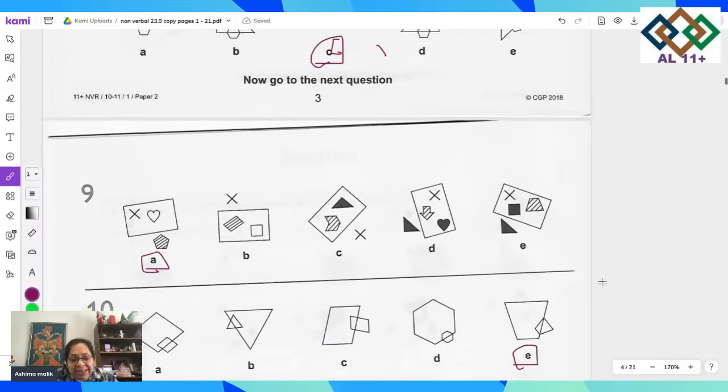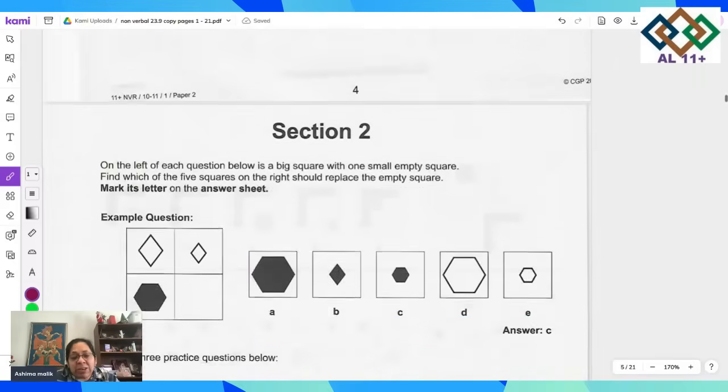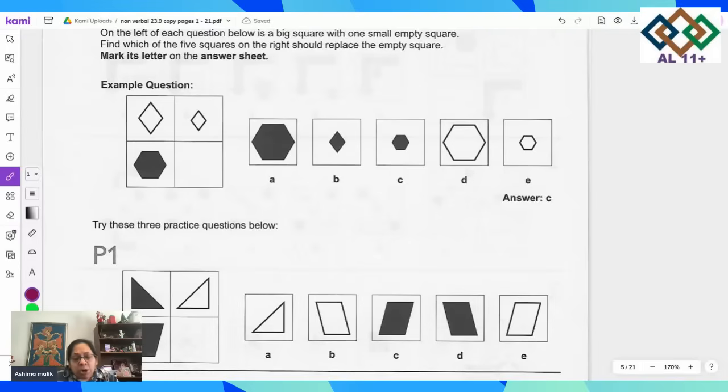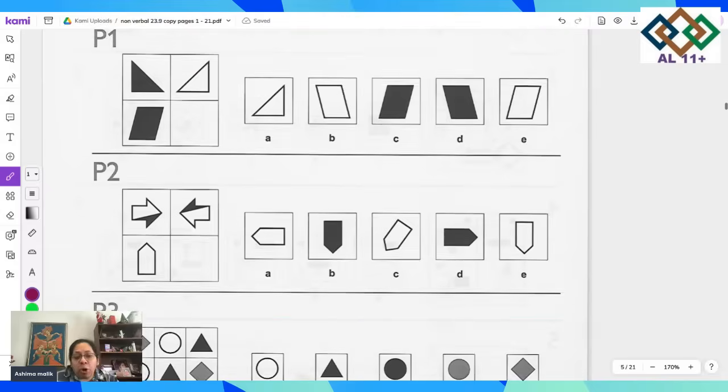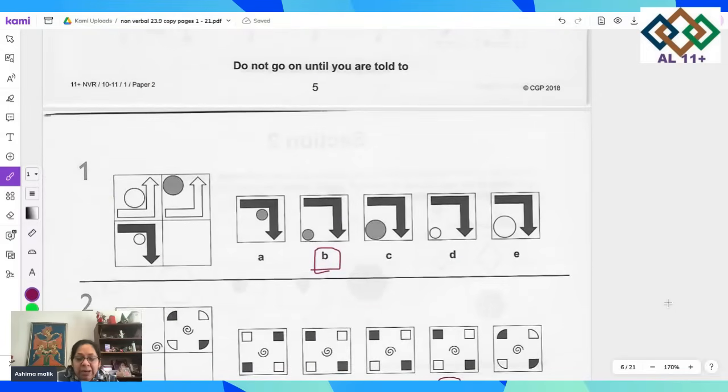Then I'll move on to the next section. Remember that all your sections would be timed. If there are 12 questions, you will only have 6 minutes to do them. And the next one is grid. Grid also normally comes, so grid questions are also very common. You have to be really careful when you do the grid one.